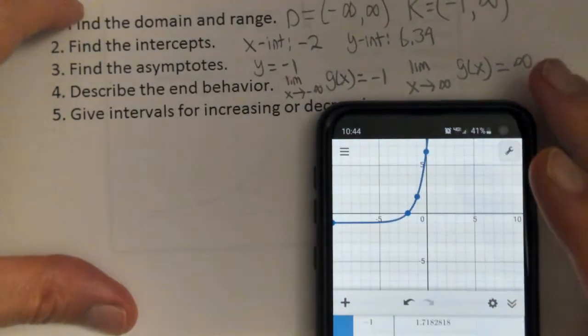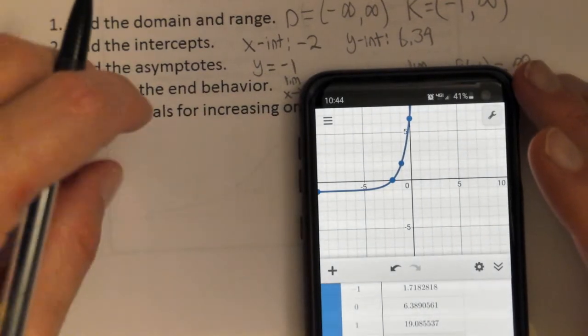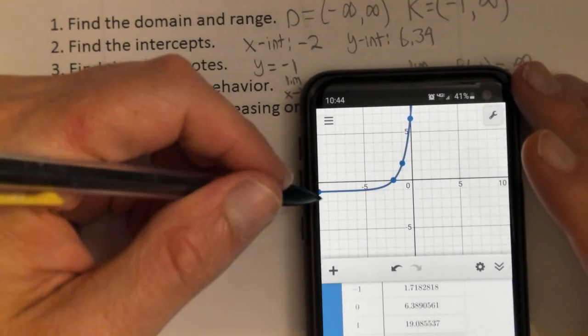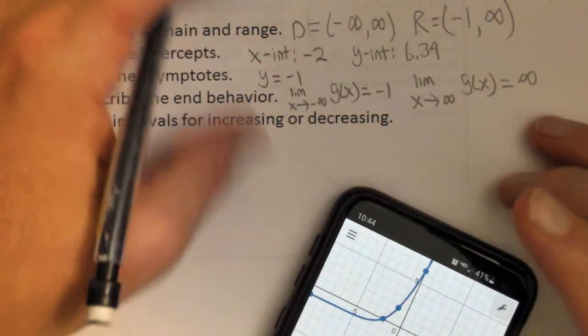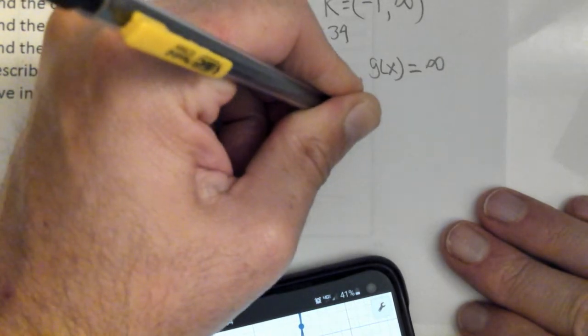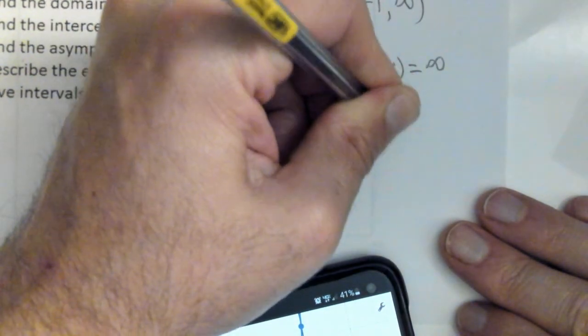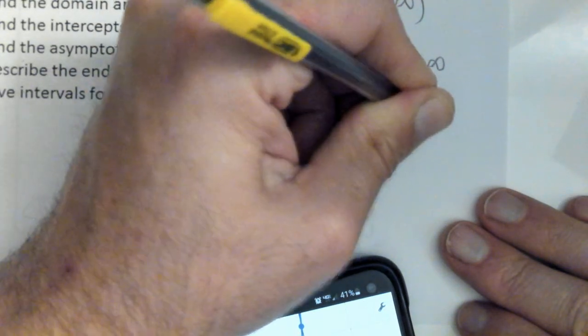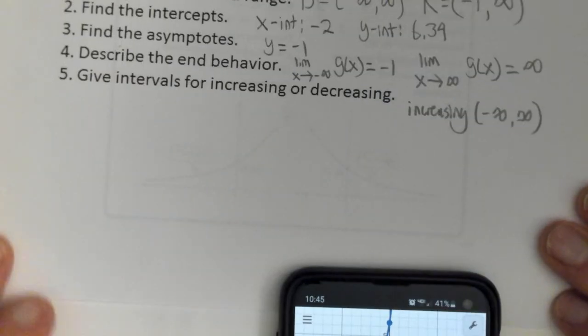Now we want the interval for increasing or decreasing, and this particular function is going to be increasing from negative infinity to positive infinity. It's increasing over the whole domain. Alright, so again, increasing over the entire domain.